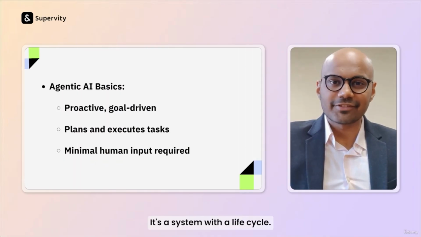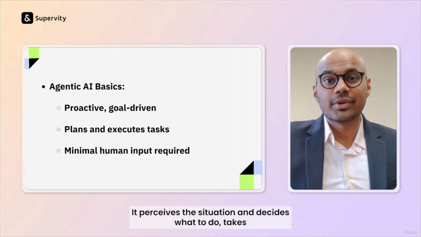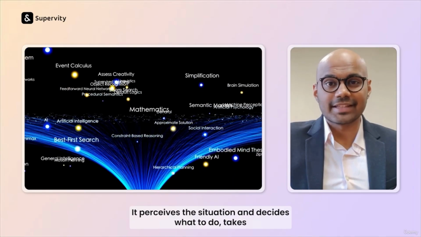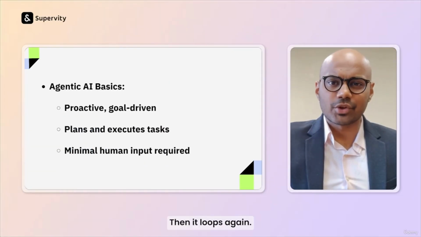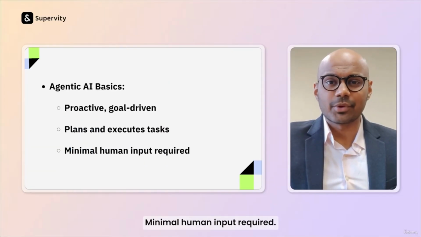It's a system with a life cycle. It perceives the situation, decides what to do, takes action, observes the results, and learns from the outcome. Then it loops again. Minimal human input required.